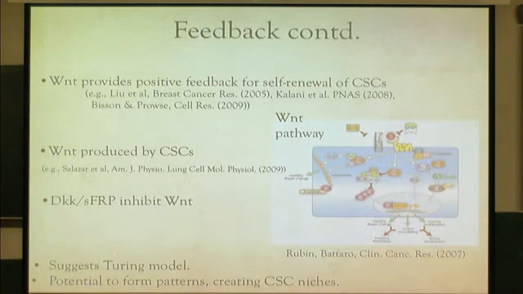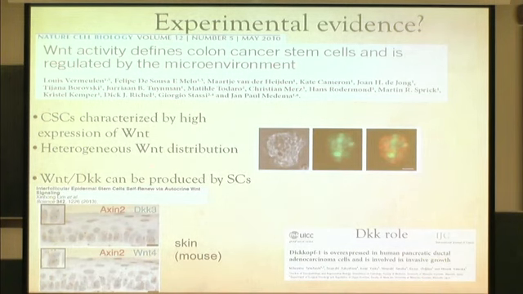But that's not everything, because that was only negative feedback, but in addition you can have positive feedback. And so one example of positive feedback is Wnt, and it's known that this provides positive feedback for self-renewal of stem cells. It's produced by stem cells, and there's an inhibitor, a couple of different inhibitors, DKK or SFRPs. And if you have an activator and inhibitor, well, that suggests a Turing model. And in fact, when you have a Turing model, you expect patterns. You expect heterogeneity.